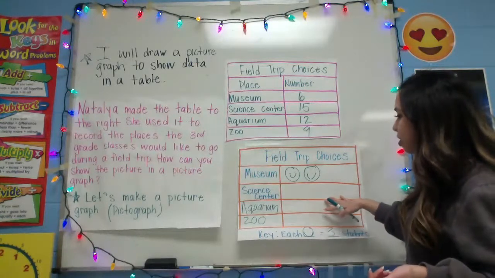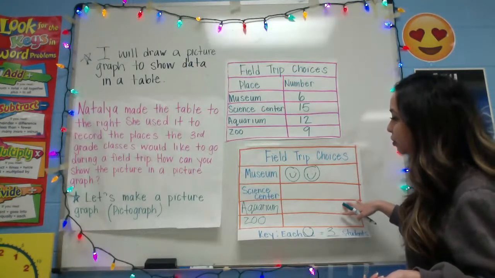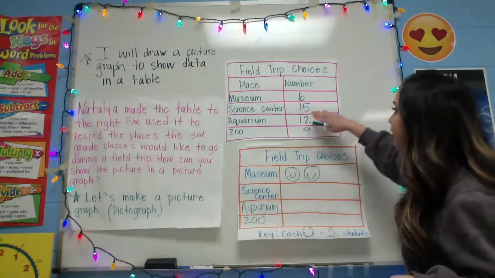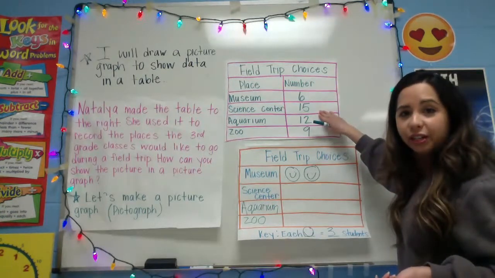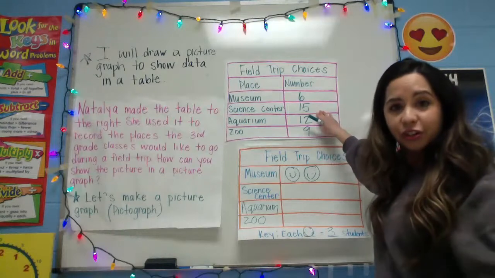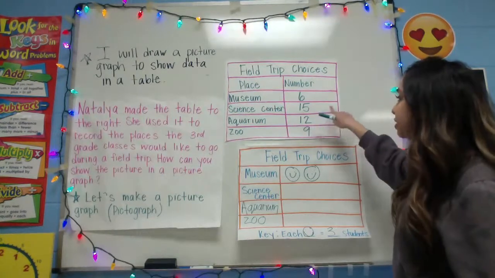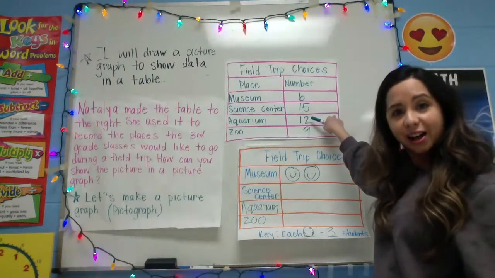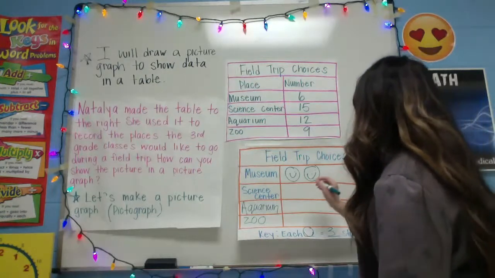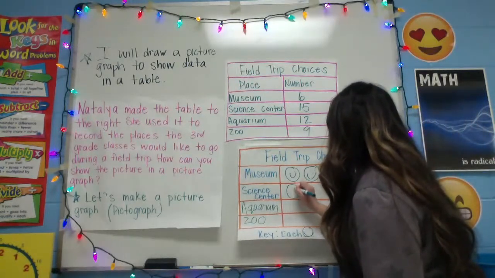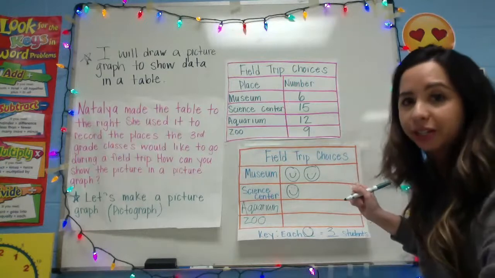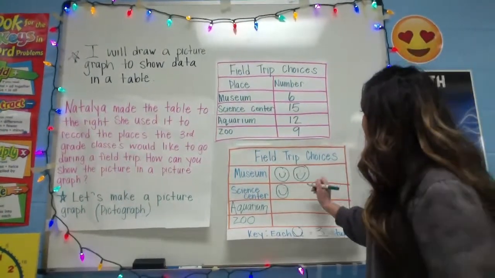All right, let's draw our smiley faces that represent the students who want to go to the Science Center. There's a total of 15. You can even use division, you guys. 15 divided by 3 is 5. All right, so let's just look. Here's one smiley face. The one smiley face represents 3 students. So 3.